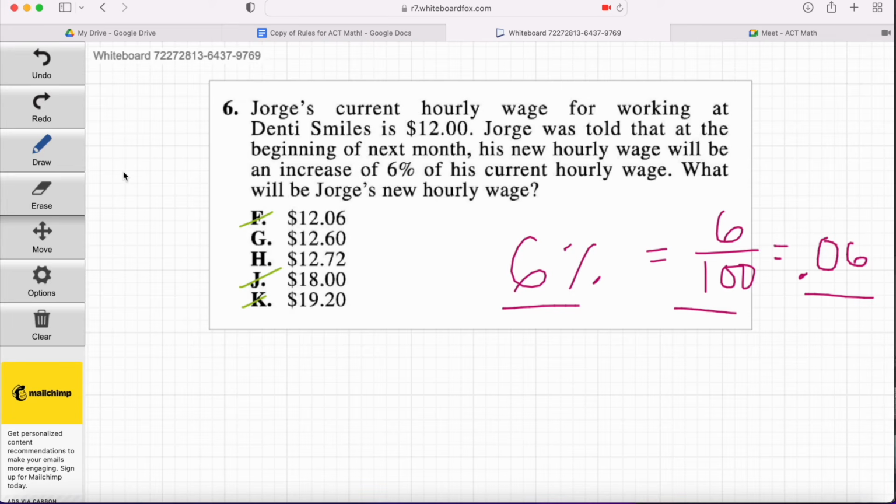50% is 50 divided by 100. It's 0.5 or 1/2. Does that make sense? Yes, it does. Okay, good. All right. So there's a couple ways to do this.